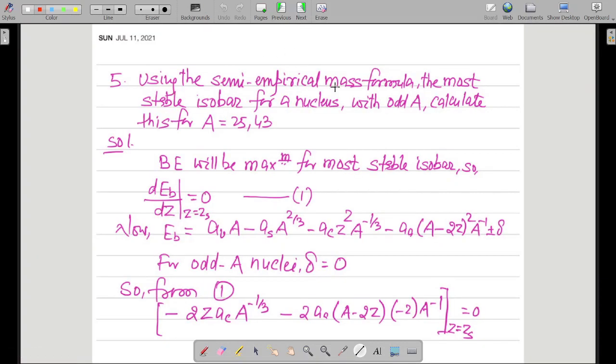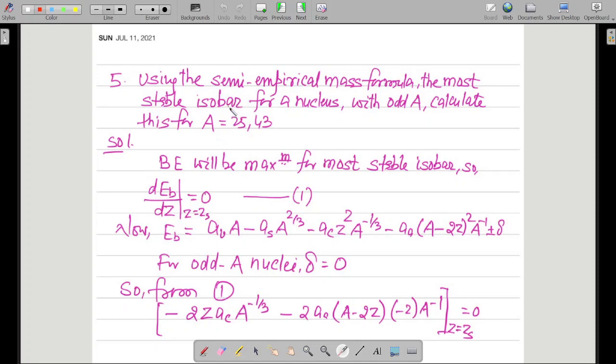Now, using the semi-empirical mass formula, the most stable isobar for a nucleus. Now we will look at this particular problem. Using the semi-empirical mass formula, we have to find the expression for the most stable isobar for a nucleus with odd A, that is, the atomic mass number A is odd, and we have to calculate the value of Z.